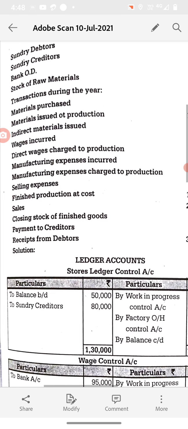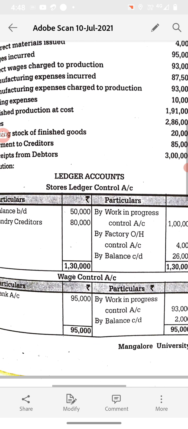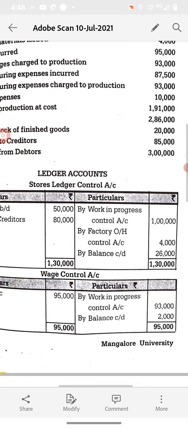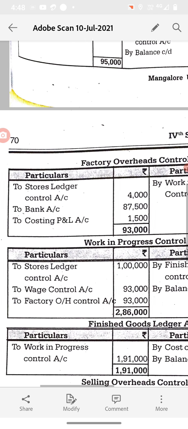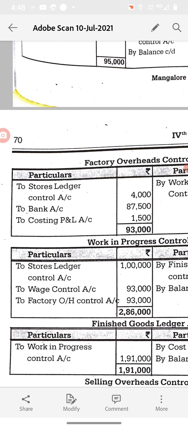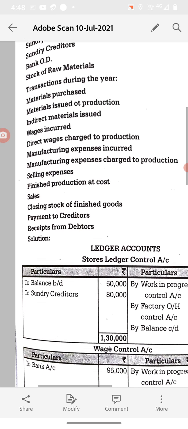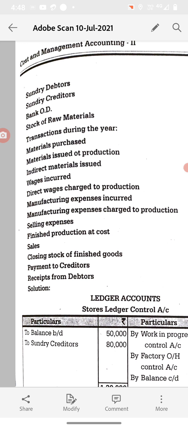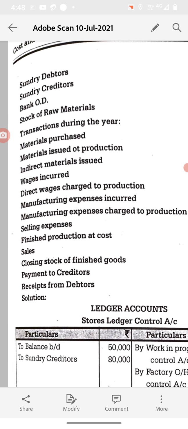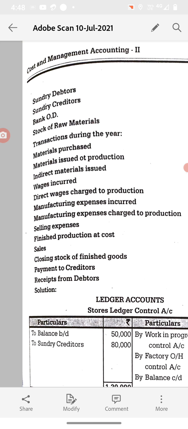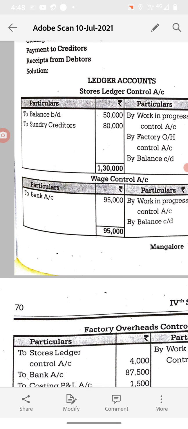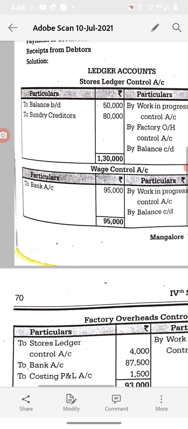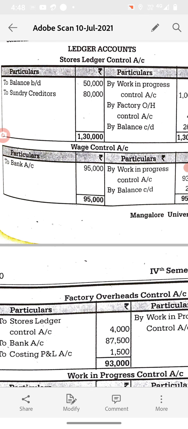Then indirect materials issued. So whenever there is indirect material issued, you have to write it as factory overhead control. So factory overhead control 4,000 rupees. So here in factory overhead control you write to stores ledger control account 4,000. So this is for indirect materials only. When there is direct materials, work in progress control account will do, but when there is indirect materials issued, you have to use factory overhead control account. And then wages incurred. So wages incurred to bank account 95,000. So you have written there in the bank overdraft account.